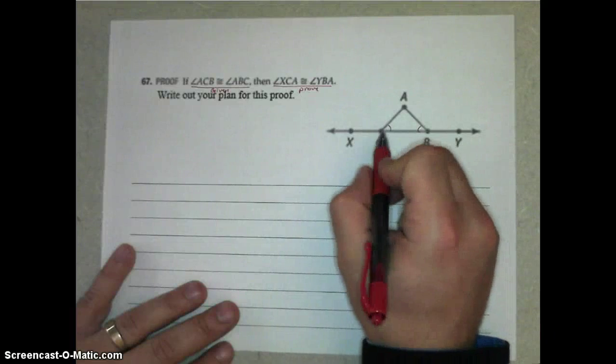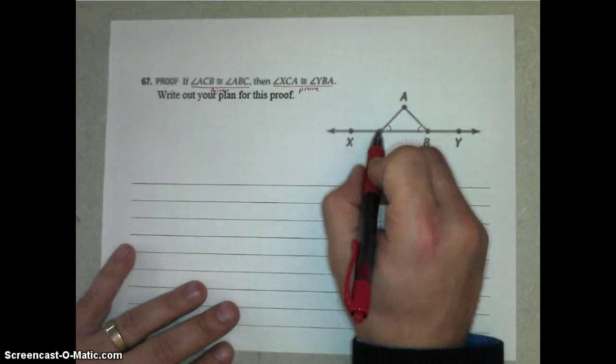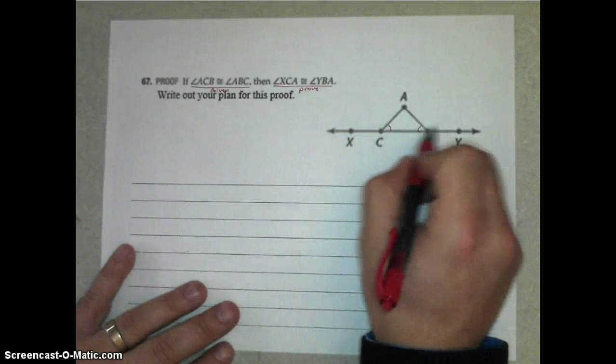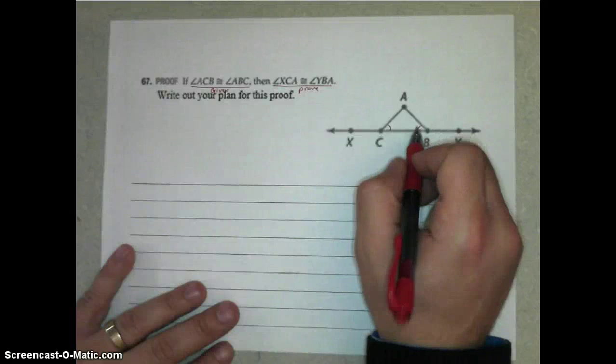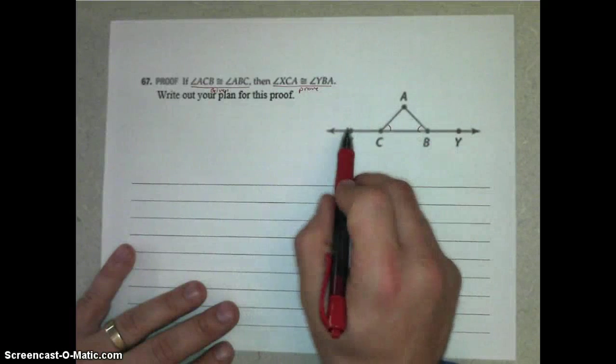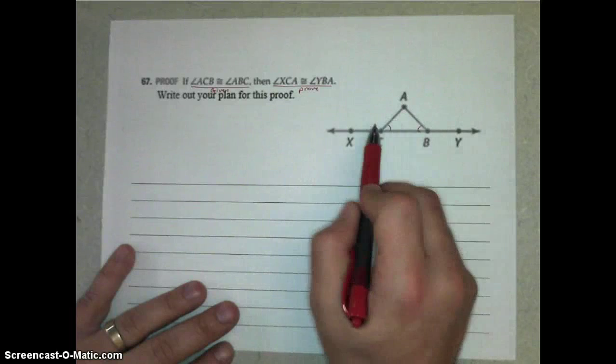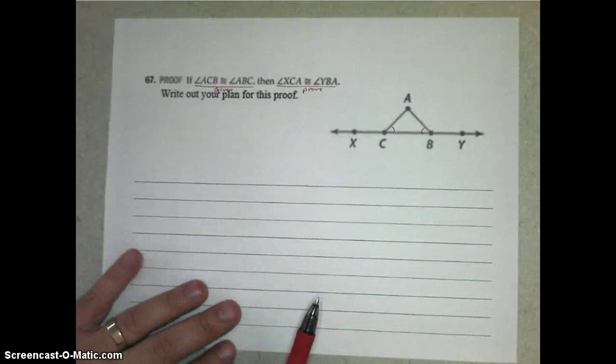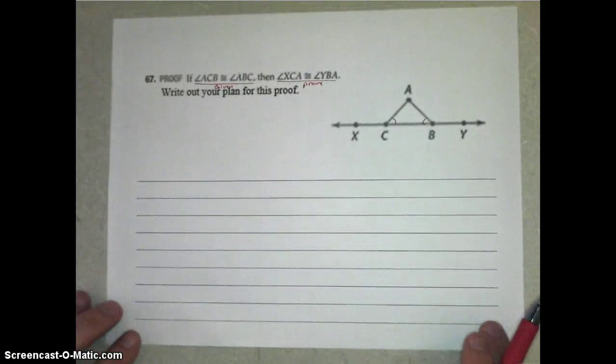So what I would recommend for your plan is to write out some kind of plan that uses linear pairs to say the angles are supplementary, and then solve those equations so that the measure of ACX equals the measure of ABY, and then they're congruent by definition. Once you write that plan out, we'll check those results in class.